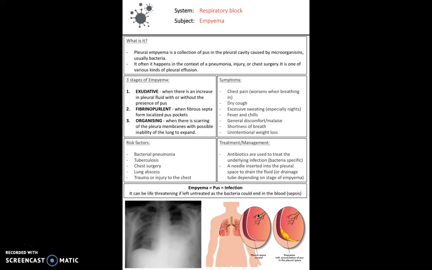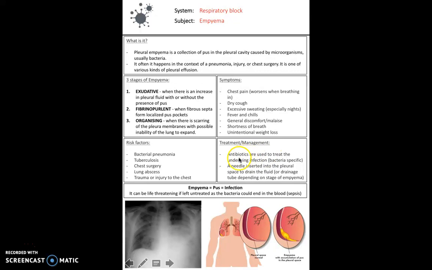Next, we looked at empyema. So this is a buildup of pus in the pleural cavity caused by microorganisms. It often happens in the context of a pneumonia, injury, or chest surgery, and it's one of the many kinds of pleural effusion. Essentially, it's split up into 3 stages, which you can have a little bit more of a read about here. But essentially, the symptoms which will be displayed are chest pain, which is worse when breathing in, so we call this pleuritic pain, dry cough, excessive sweating, fever and chills, and a general malaise or discomfort.